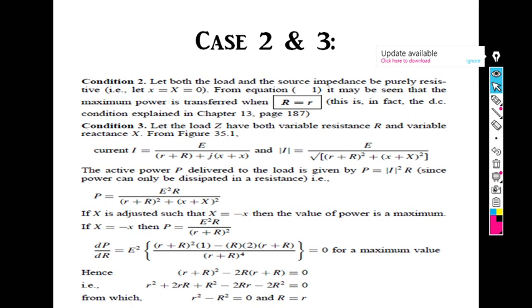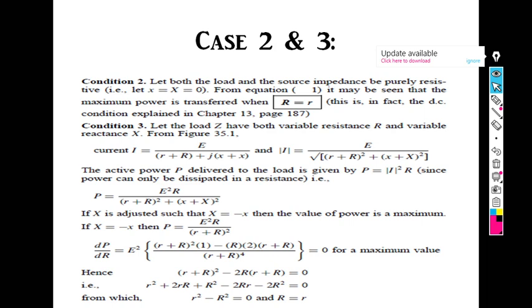So what will happen? The same thing, if I take this, I is equal to E by (R plus r) plus j(X plus x), because both are now present. So the magnitude of I you can find out, and P you can find out. Now how to find out? dP by dR, if I consider, to find the maximum power.